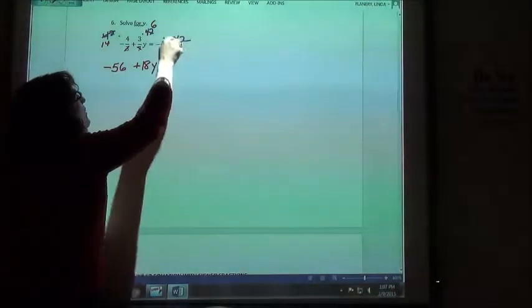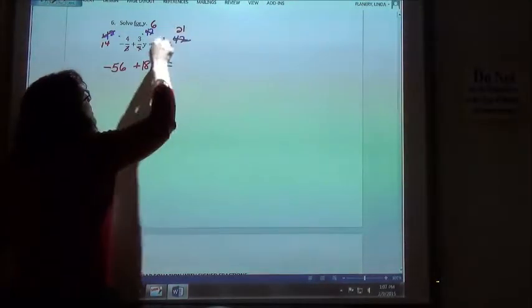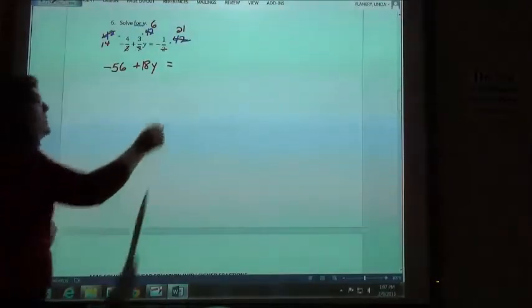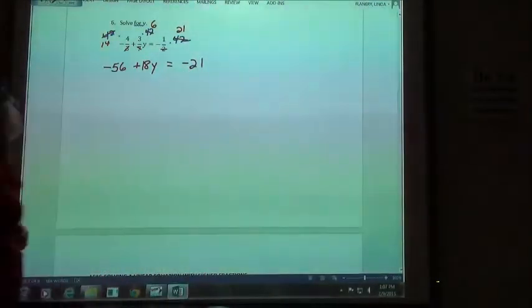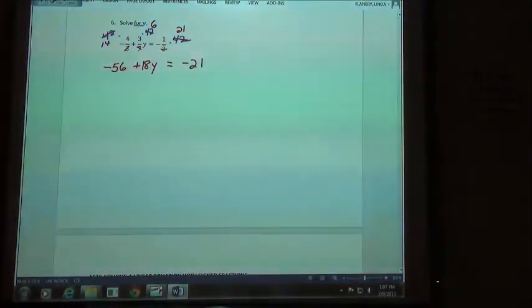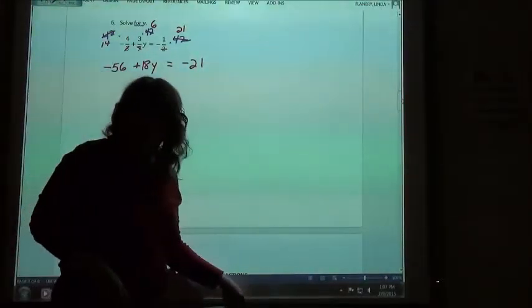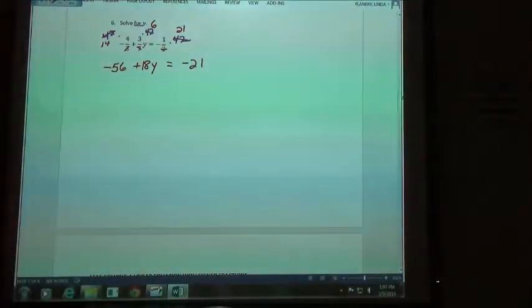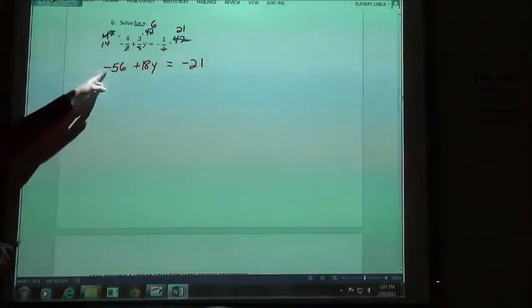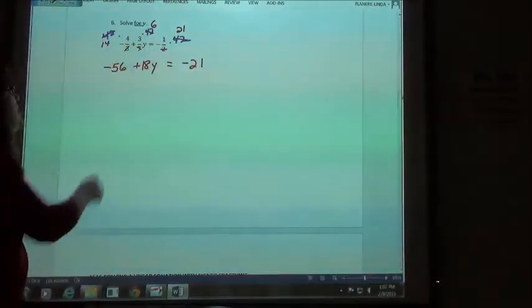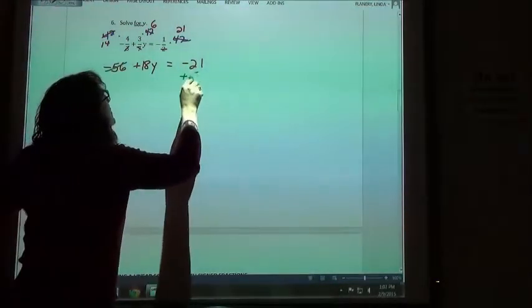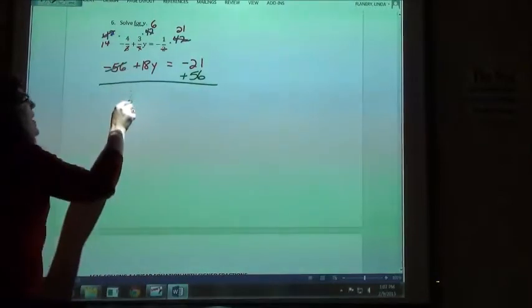Equals 2 went into 42, 21 times that minus 1, negative 21. So negative 56 plus 18y equals negative 21. If I want to solve that for y, then what do I need to move? Bring down the 18y and move the negative 56. We need to move the negative 56 and make it a positive 56. So we're going to plus the 56 over there.